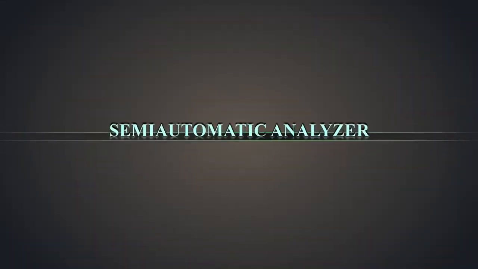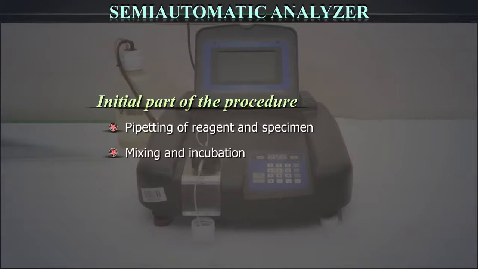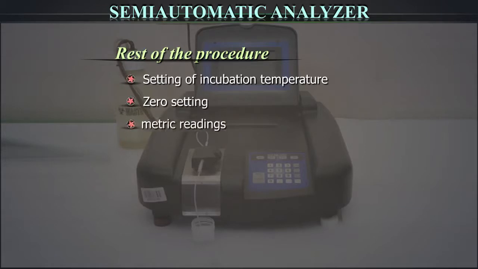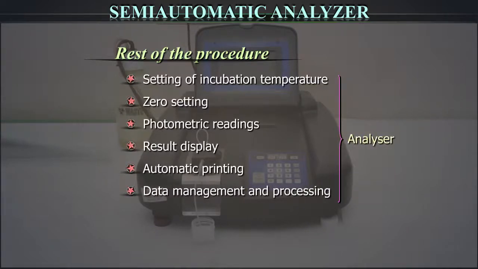Semi-automatic analyzer. A semi-automated analyzer, as the name implies, has partial automation. The initial part of the procedure, that is pipetting of reagent and specimen, mixing and incubation, is carried out by the technician. The rest of the procedure, that is setting of incubation temperature for kinetic determinations, zero setting, photometric readings, result display, automatic printing, and data management and processing, is carried out by the analyzer.